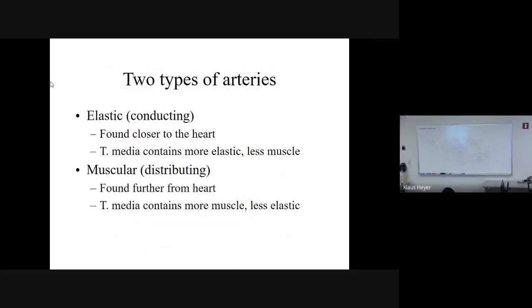That's an easy question. What's the difference between conducting and distributing arteries? Or I might say elastic and muscular. It's all about the tunica media. Does the tunica media have a thick layer of elastic, or does it have a thick layer of muscle? If it's further from the heart, the tunica media has thicker muscle. If it's closer to the heart, it has thicker elastic. That's it. So that's one possible question.